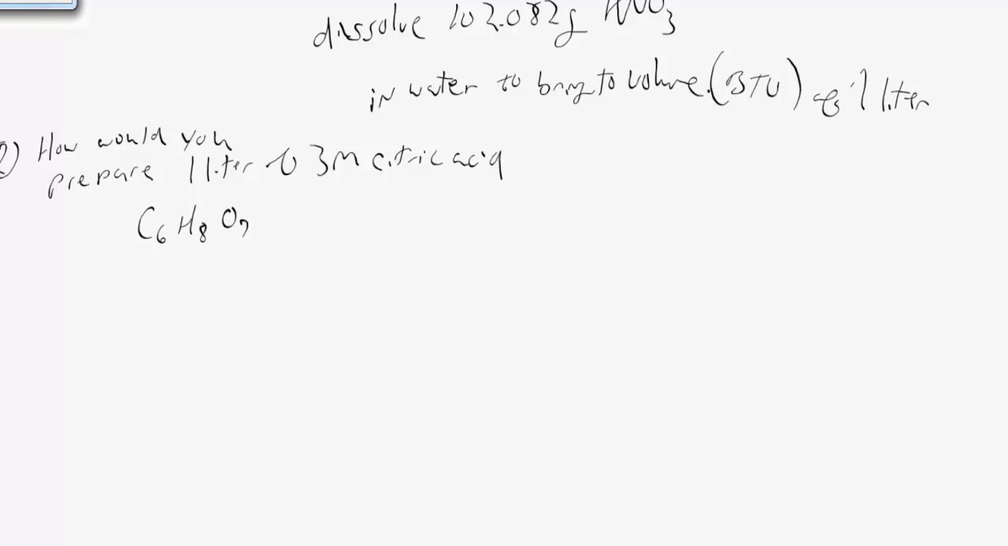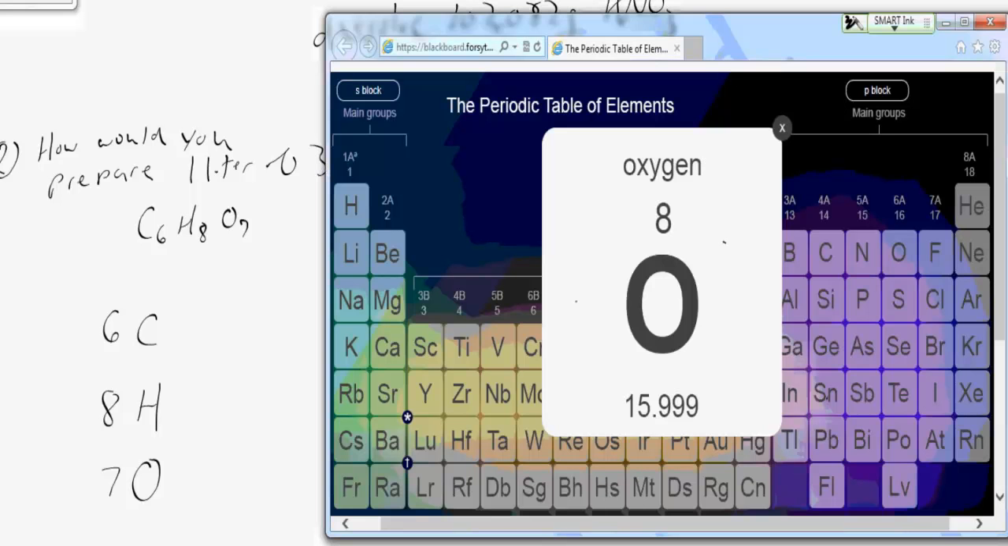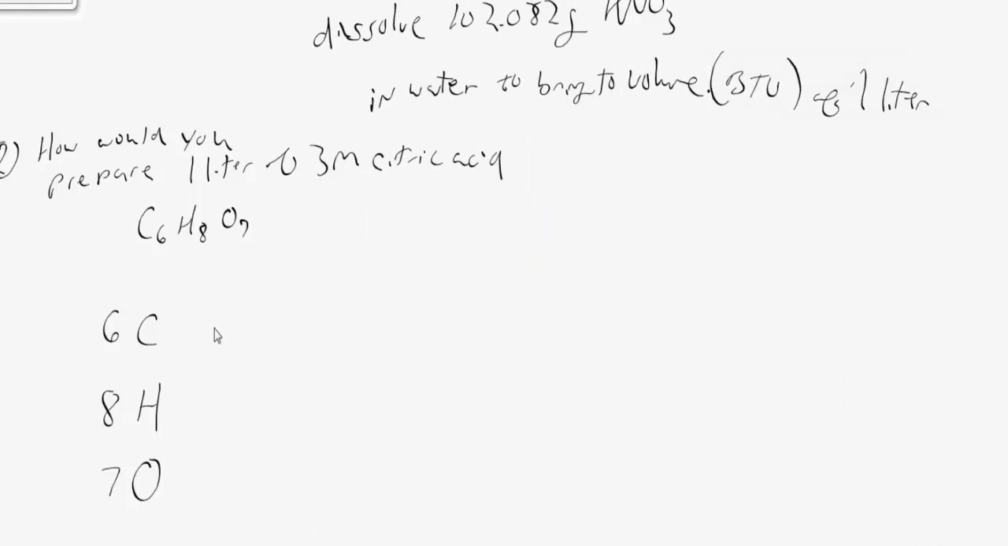So question two, how would you prepare 1 liter of 3 molar citric acid? The formula for citric acid is C6H8O7. So first thing, carbon, hydrogen, oxygen, and we have 6 carbons, 8 hydrogens, and 7 oxygens. So periodic table, well, there we got oxygen, we're going to need that, so that's 15.999. Hydrogen is 1.0079. I'm going to round that up to 1.008. And our friend carbon is 12.011. So let's put those values in.